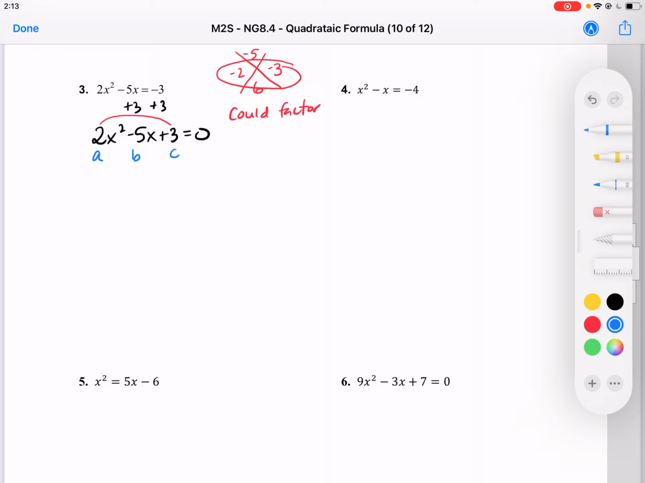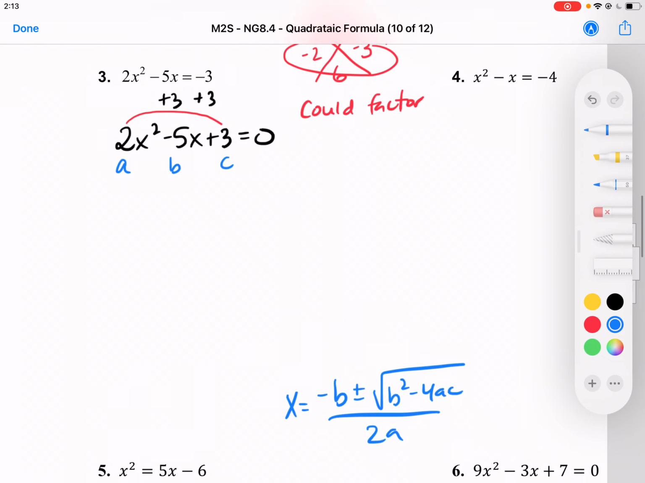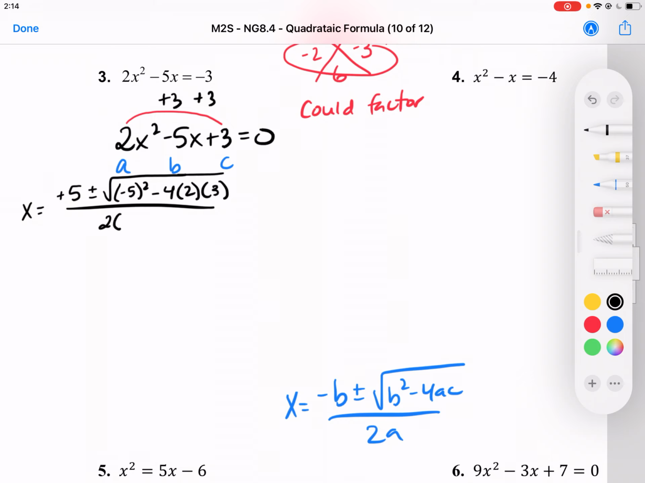So you identify your A, B, and C, and then just a reminder, our formula, which I'll write right here, is negative b plus or minus the square root of b squared minus 4ac, all of that over 2a. So we've got x equals, we do the opposite of b, so we're now doing a positive 5. And then we have b squared, so negative 5 squared, minus 4 times our a, so 4 times 2, and then also by our c, so by 3. All of that's going to be over 2 times our a, or 2 times 2.